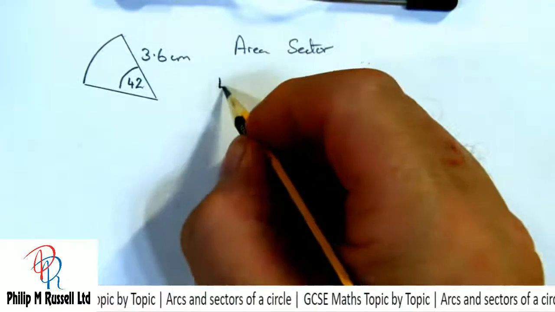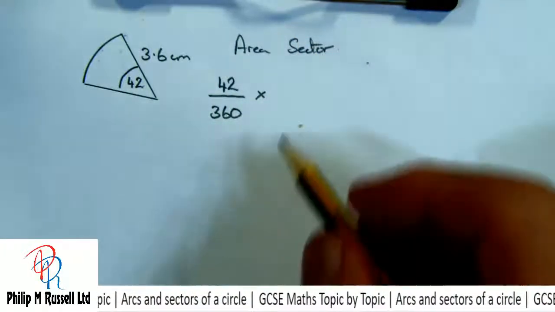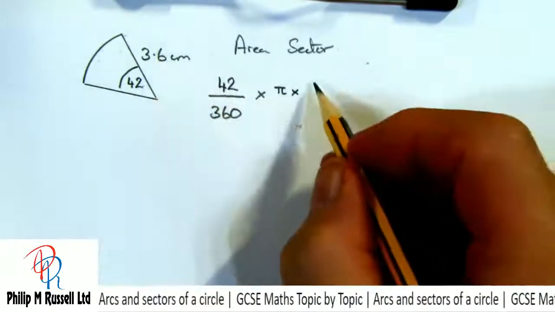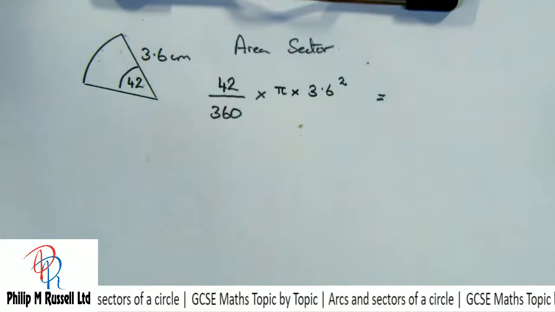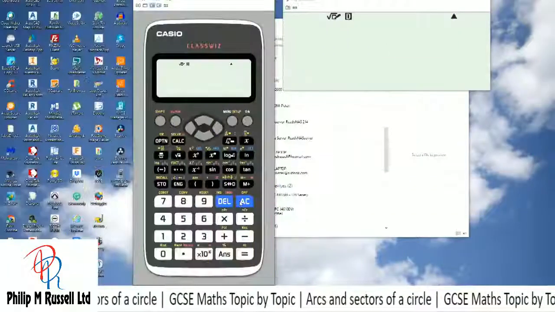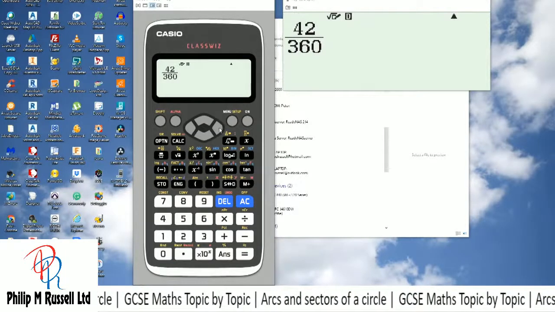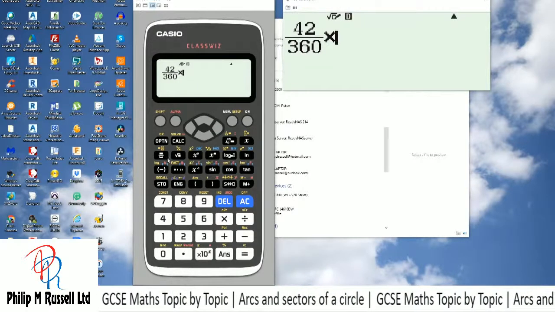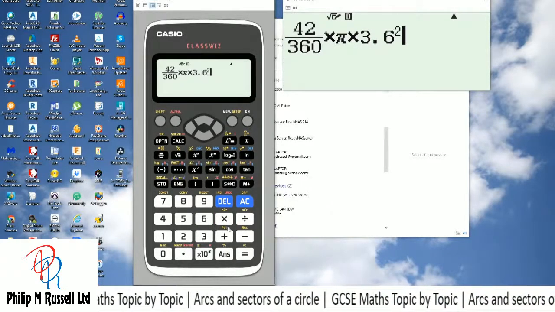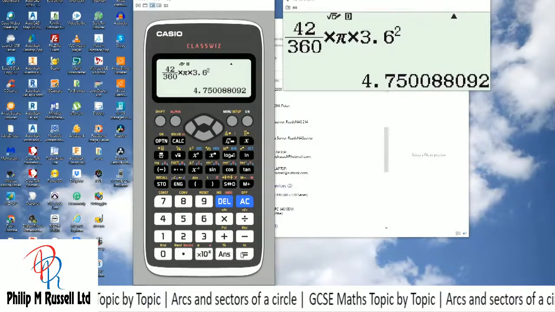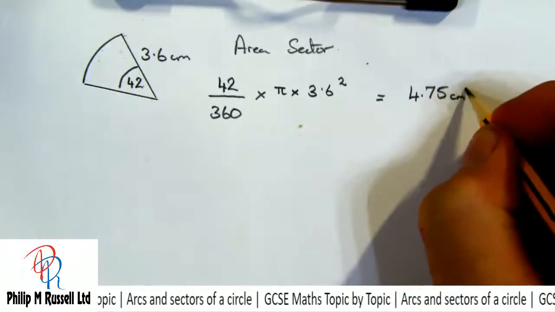So first of all we work out how much 42 is of the whole circle, and then we work out the area of a circle using pi times r squared, which is here 3.6 squared. All that we have to do now is put this into the calculator. 42 over 360, times by pi times by r, which is 3.6 all squared. And we come out here with our answer of 4.75 centimetres squared.